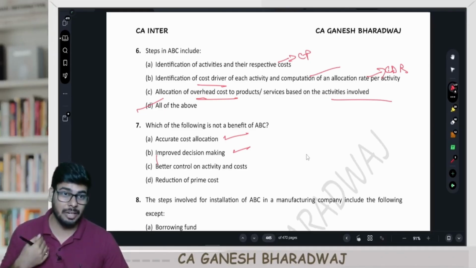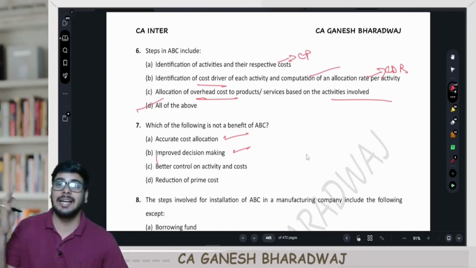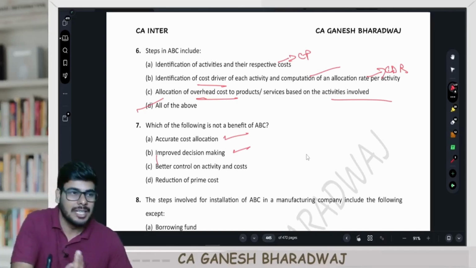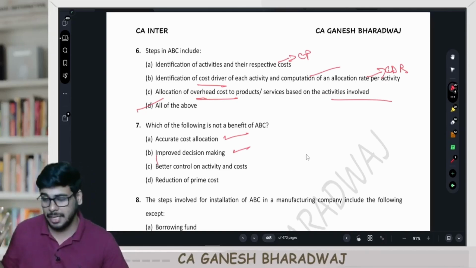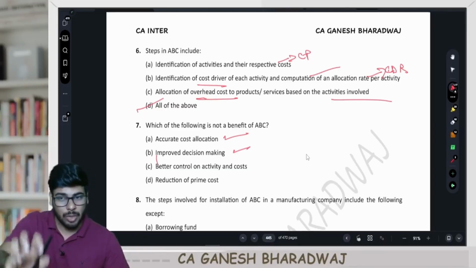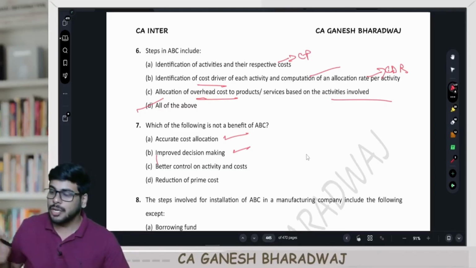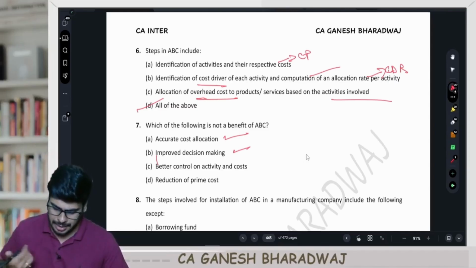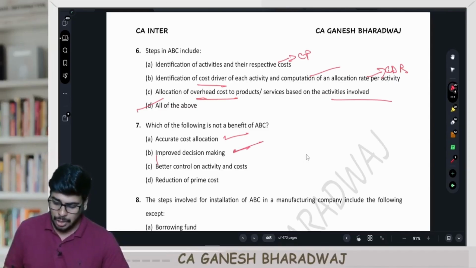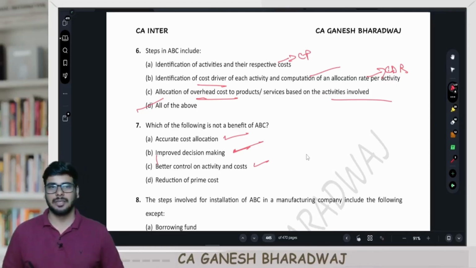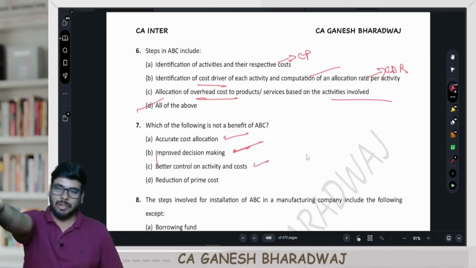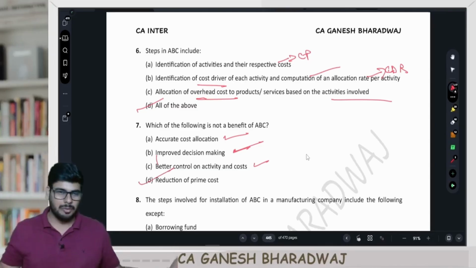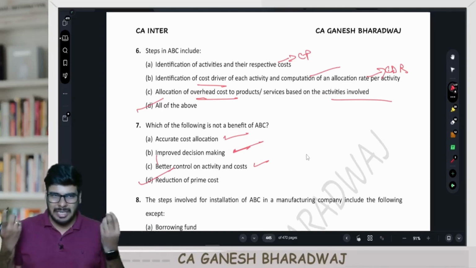Correct. This is where we started off by saying all costs are direct and indirect. It is only the cost driver that determines whether a cost is direct or indirect. So if you're able to control the cost driver, you can definitely control your cost. This is what ABC says. So this is also correct. Better control on activity and cost. Absolutely. Reduction of prime cost. Now ABC has nothing to do with prime cost. It only operates on your indirect cost. So it's a no-brainer. Directly you can say reduction of prime cost. Can you reduce prime cost components here? We don't even deal with prime cost.